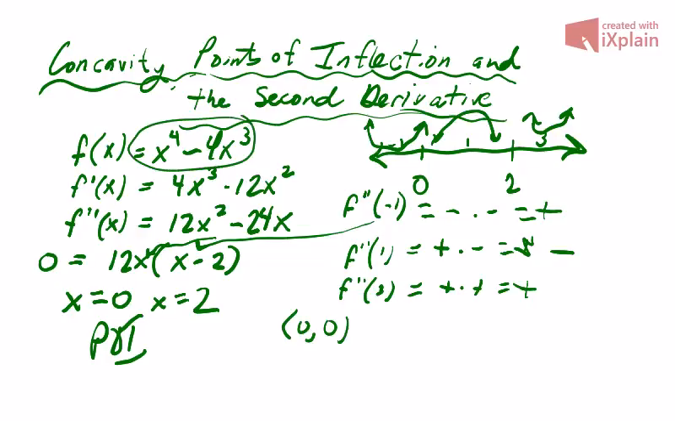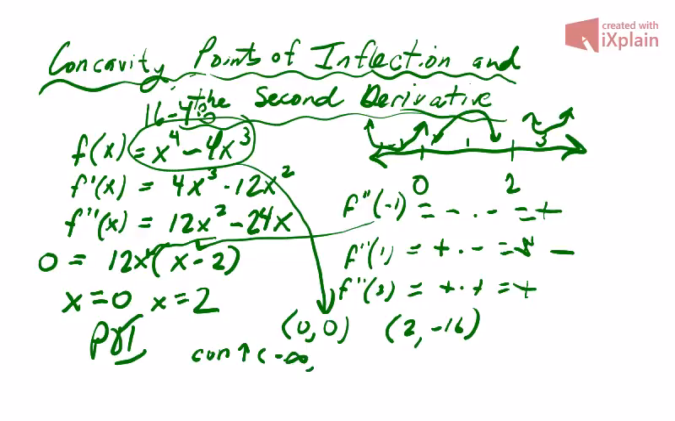I get this from the original function. And we get a point of inflection at 2, when I plug in 2, I get 16 minus 4 times 8, which is -16. So these are the points of inflection where the concavity changes. So I can go concave up, interval -infinity to 0, union 2 to infinity, and then concave down 0 to 2.